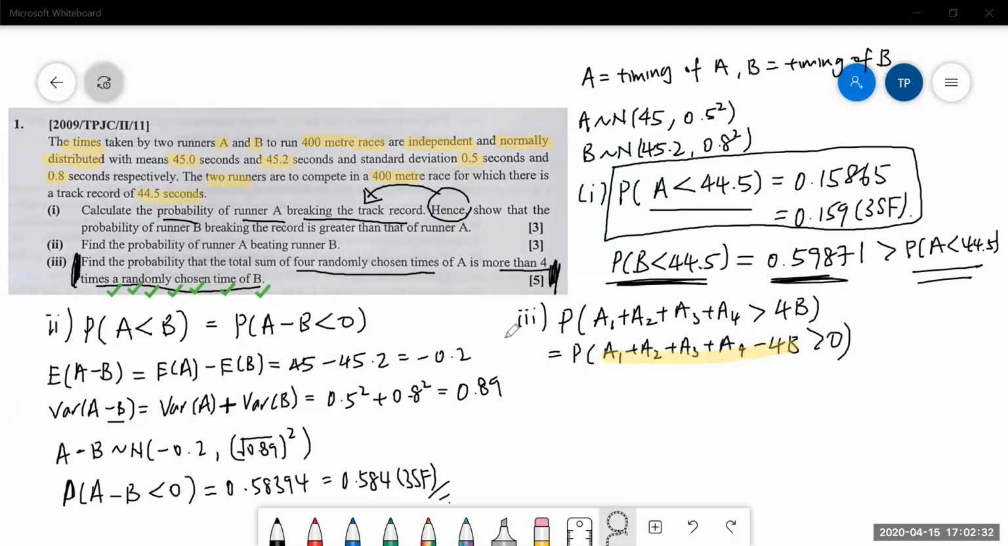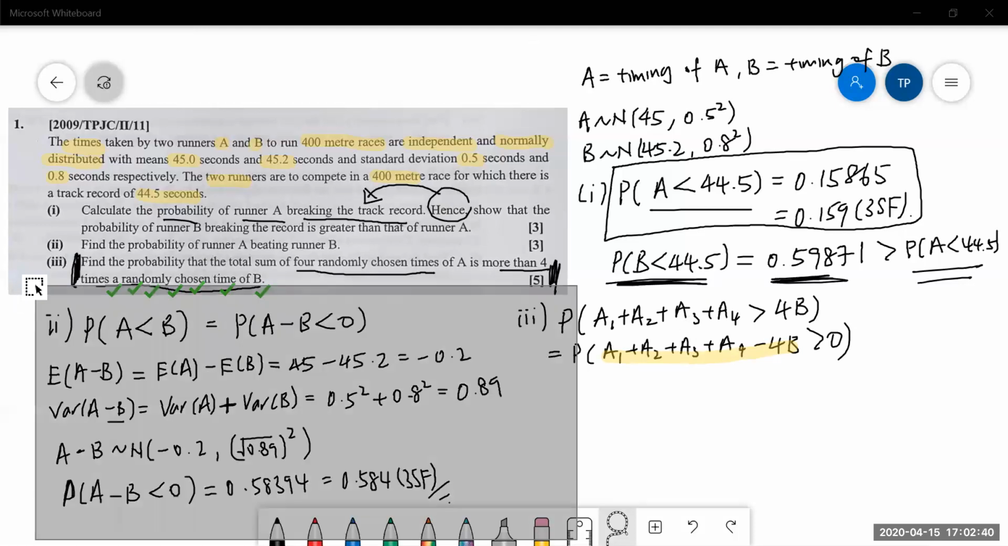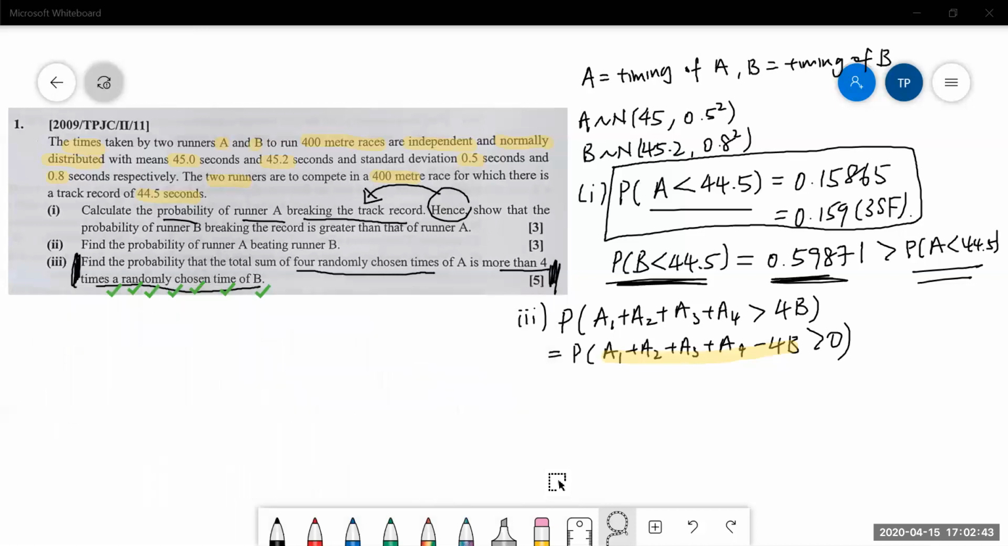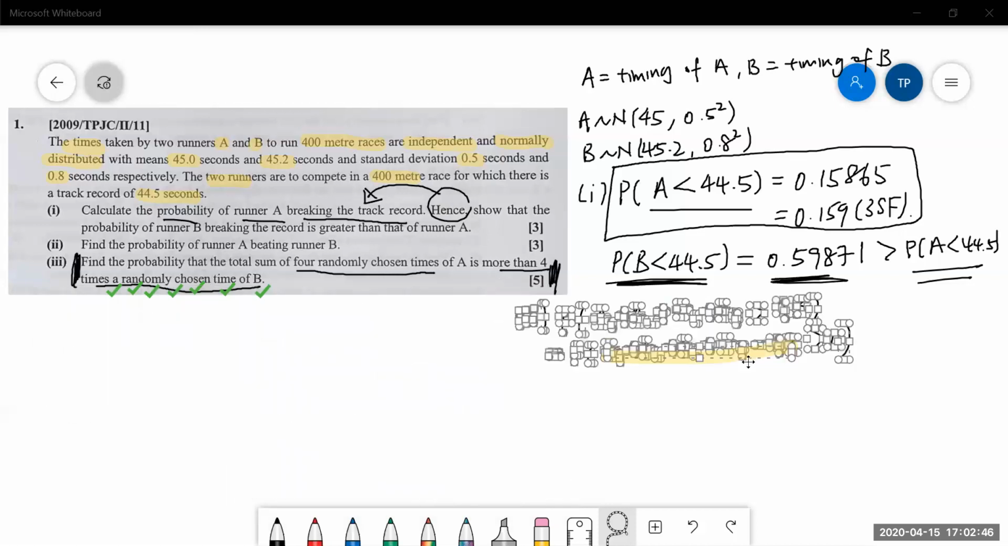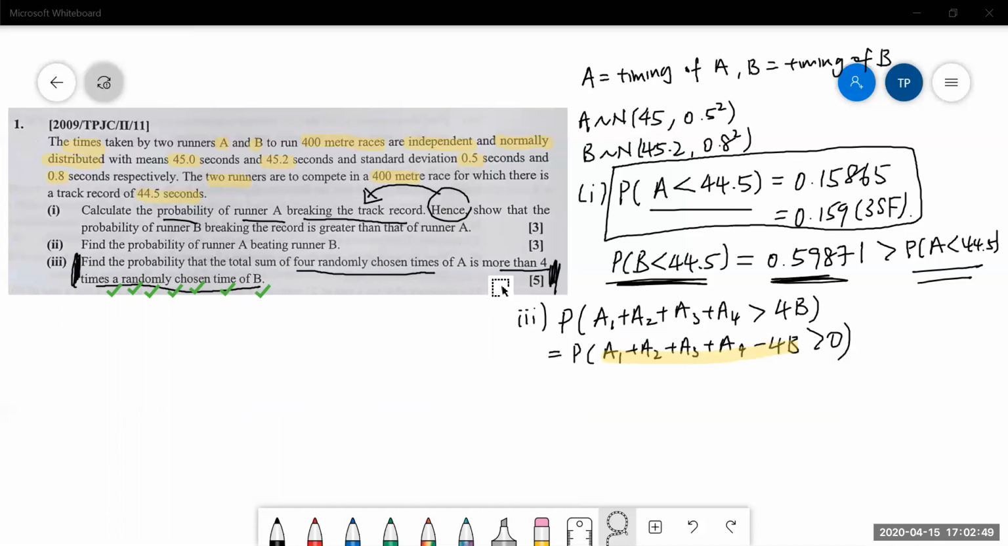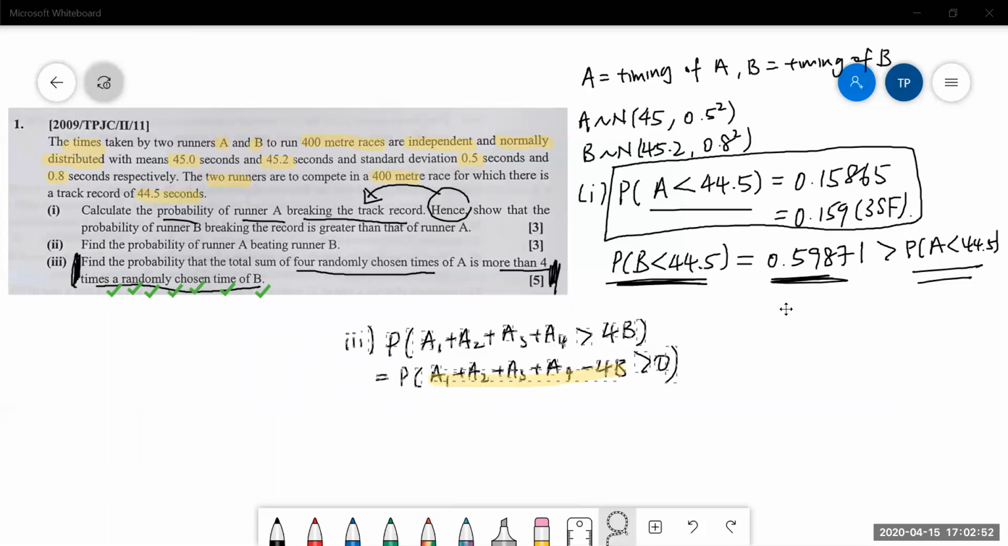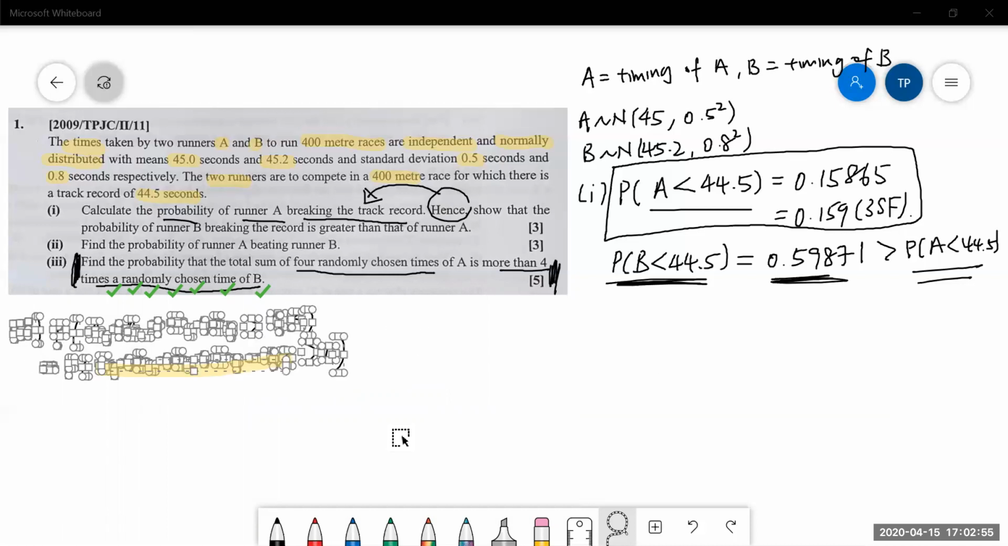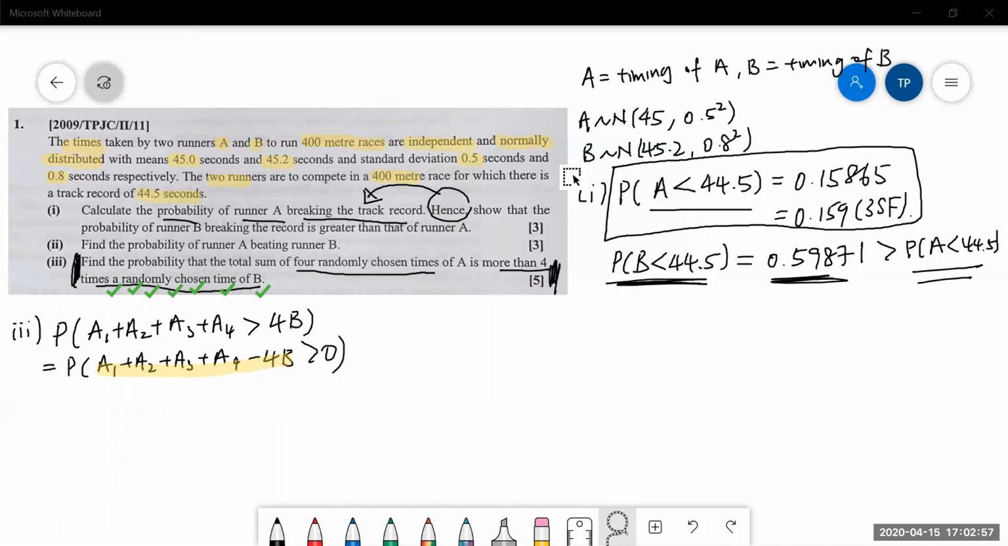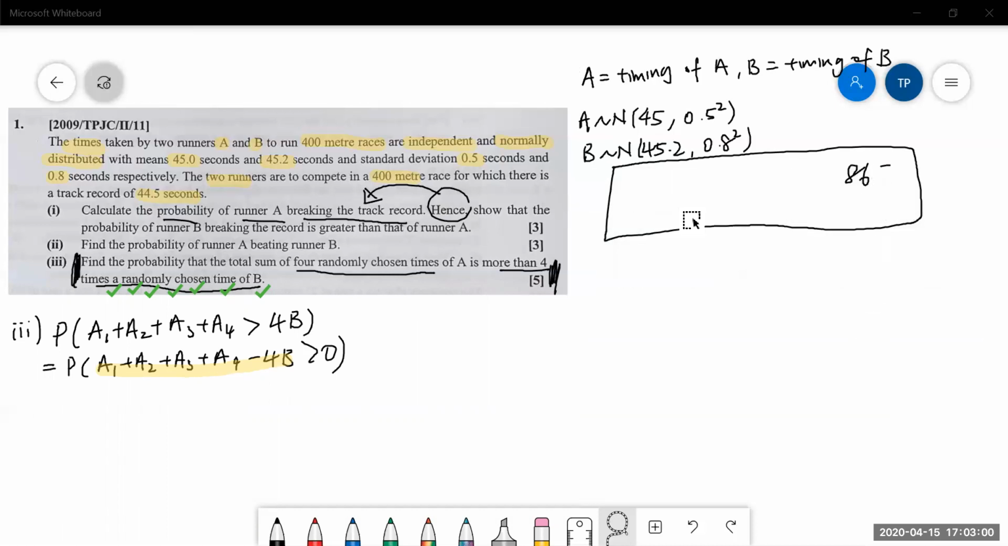I need to find the expectation and variance of this random variable. To do that, firstly, I'll need more space. Okay, so over here, I need to find the expectation.